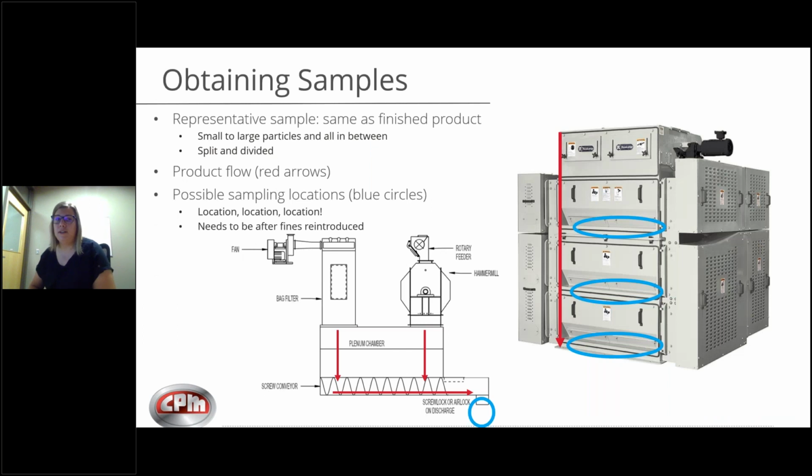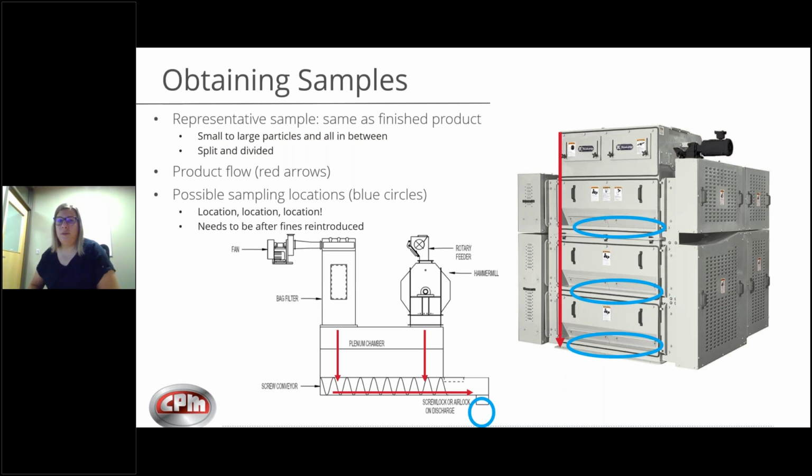So first, we want to start off with obtaining samples. And for this, we want to obtain a representative sample that is the same as our finished product. And so with this, we want it to have the whole range of particles from the smallest to the largest particles in that finished product. And then after we obtain the sample, we will split and divide it and then do our analysis from there.